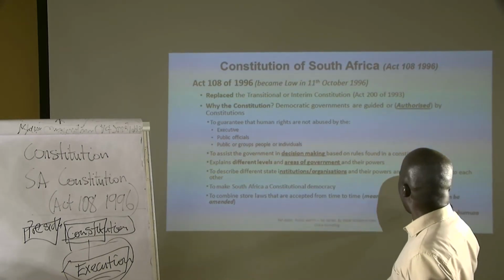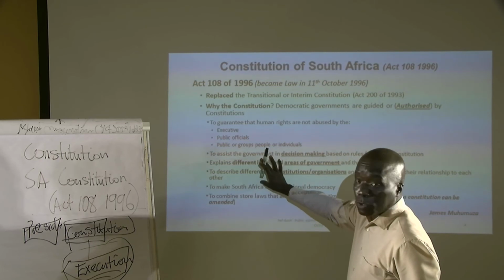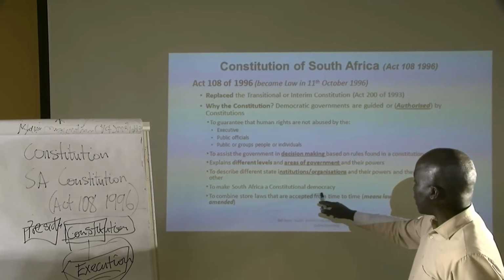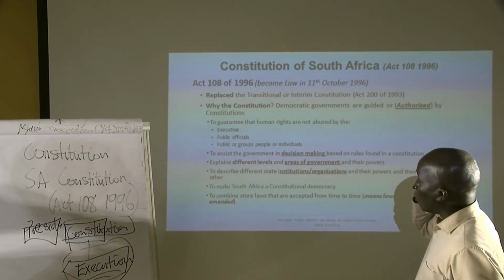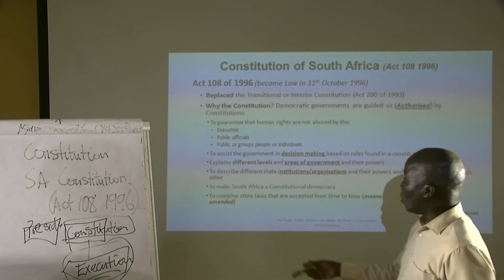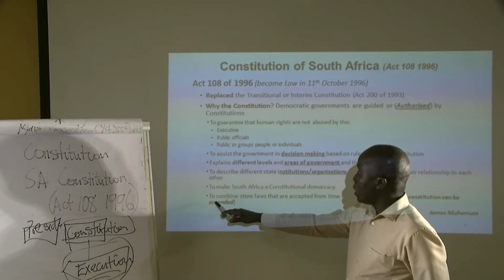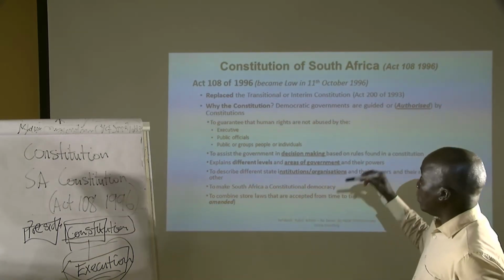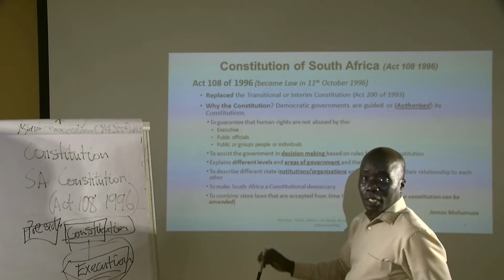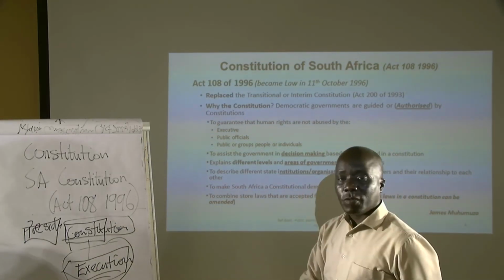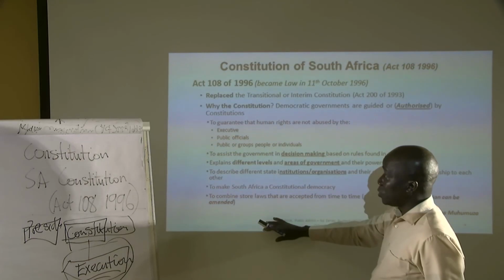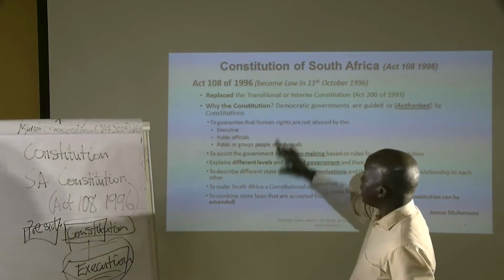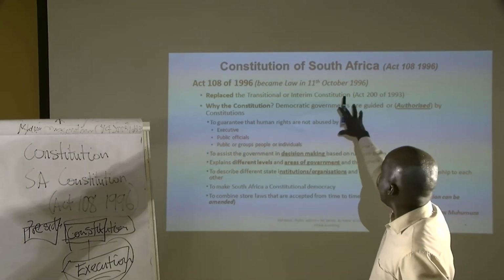Another reason for the Constitution: it describes the different state institutions and organs and their powers and relationships. We'll dwell deeper on this one in our next session. It makes South Africa a constitutional democracy, which depends on elections to elect the people in power. And the Constitution combines and stores all the laws, meaning that it's not one, it has a lot of different sections, as we will see in the South African Constitution.